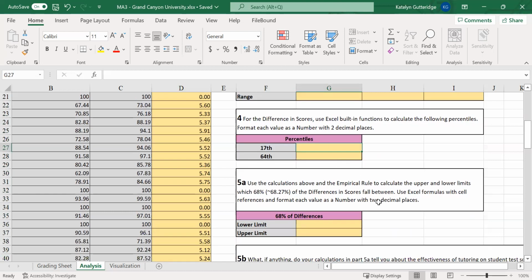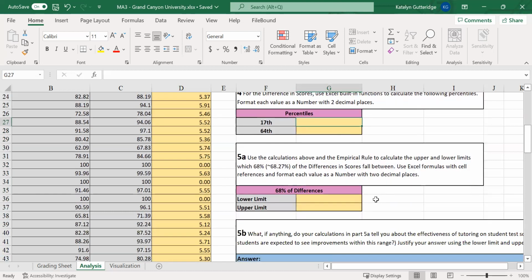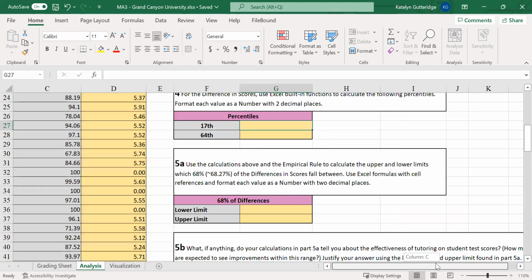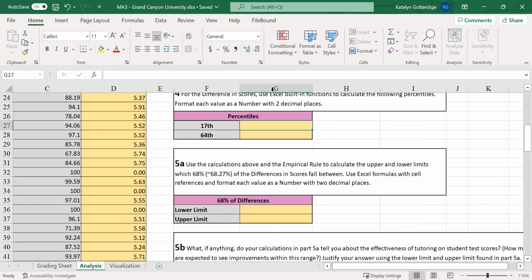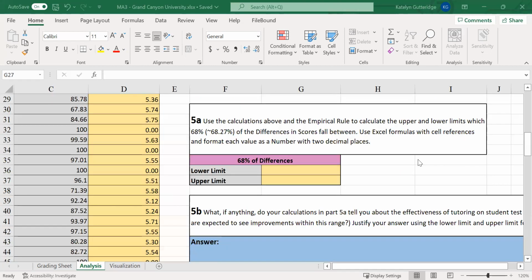For Part 5A, you are again only looking at the differences in scores. For Part 5A, you are going to be following the empirical rule. So you are going to be calculating the upper and lower limits for the given percentage. So for my example here, I'm given 68% of the data. So I want to use the empirical rule, and I want to determine the boundaries for where 68% of my data falls in between. This is where you want to use the mean and the standard deviation.